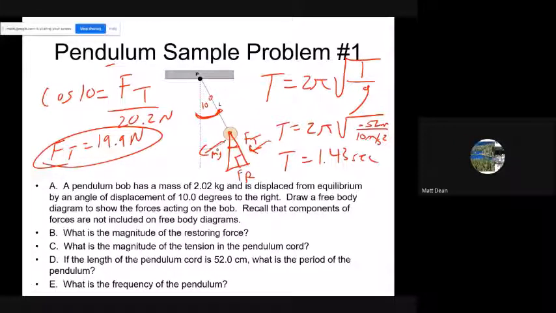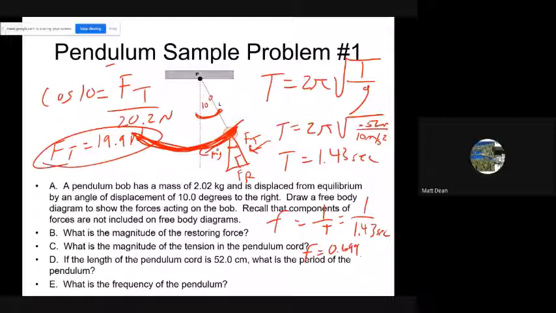seconds. That's the time it takes this thing to go from this point all the way over here and then back. Each over-and-back time frame is 1.43 seconds. The last part of the problem wants us to find the frequency. Remember that frequency is 1 over period, so in this case it's 1 over 1.43. Divide that out, and we end up with a frequency of 0.699.